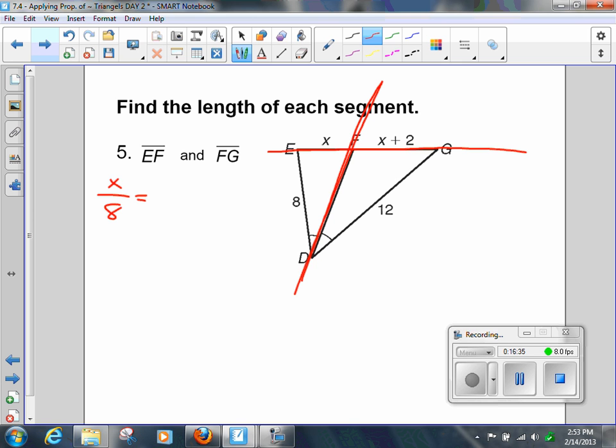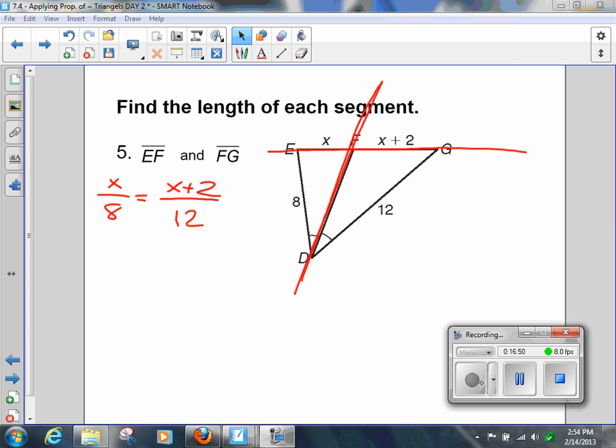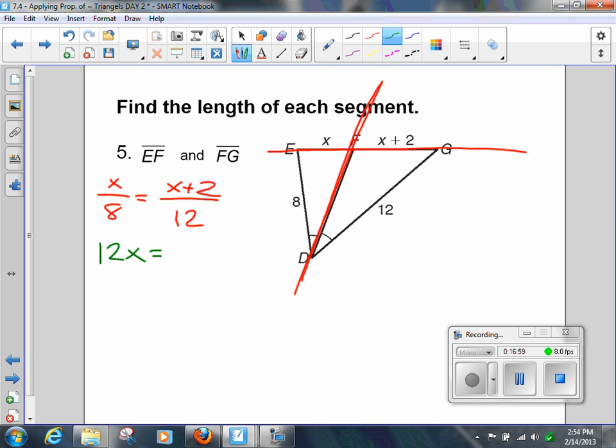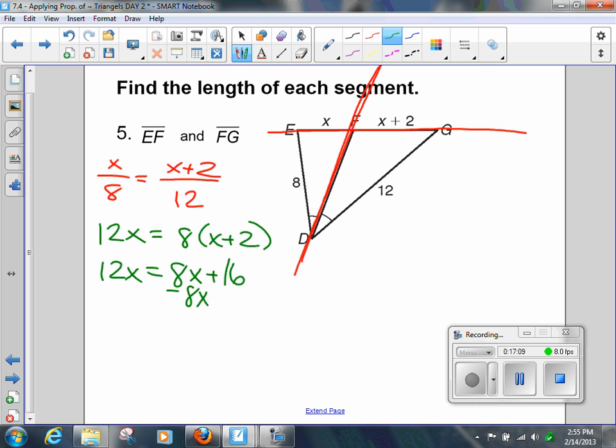Good. Equals what? X plus 2 over who? Folks, cross multiply and find out what the answer is for this one. What do we get? 4. 12 times x is 12x. 8 times the quantity x plus 2 gives me 12x plus 8x plus 16. Am I right? All right, subtract 8.